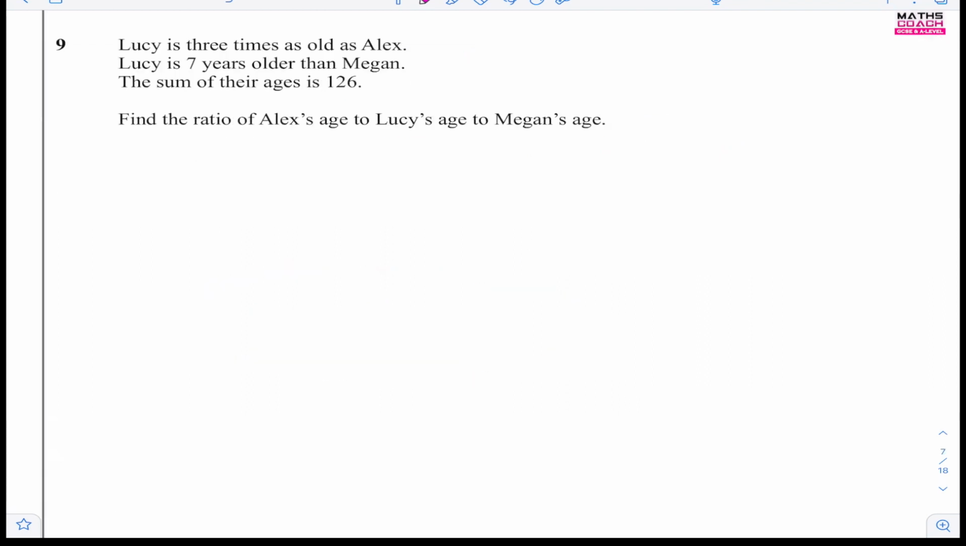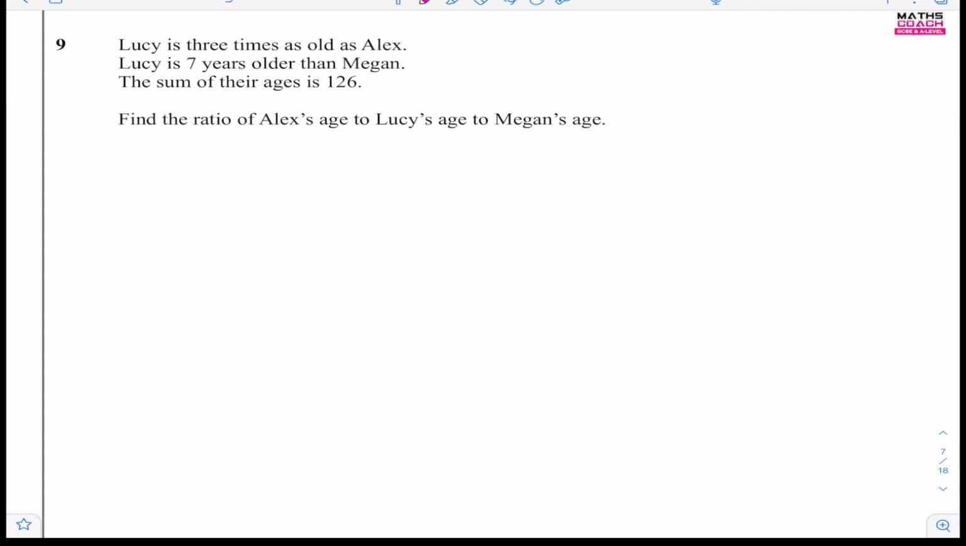Okay, question 9. Lucy is 3 times as old as Alex. Lucy is 7 years older than Megan, and the sum of their ages is 126. Find the ratio of Alex's age to Lucy's age to Megan's age.